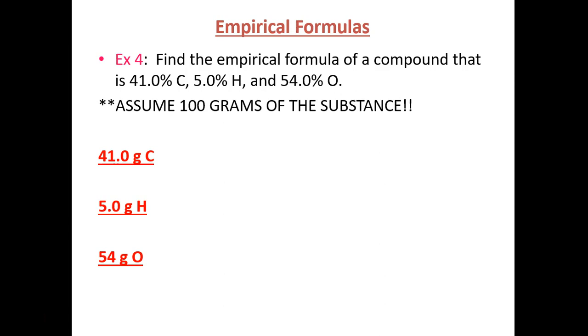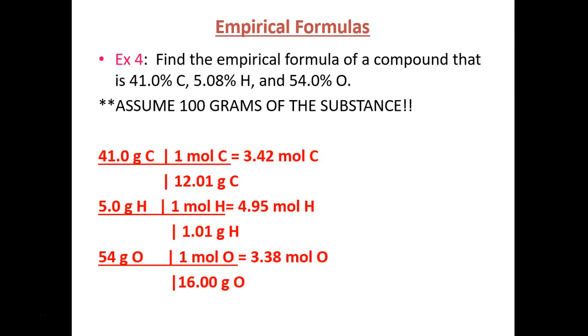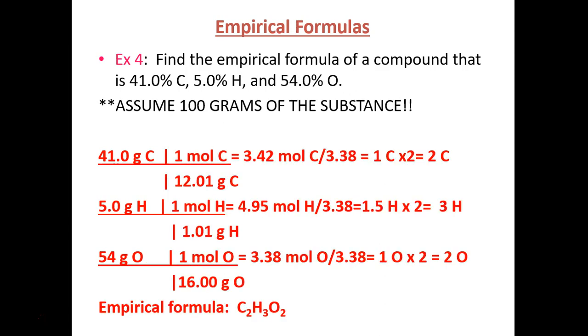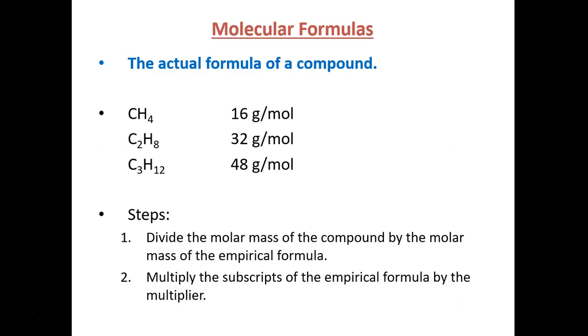Okay, so converting to moles, dividing by the smallest number, and figuring out the ratio. Okay, so first we convert to moles, identify the smallest number, and divide by that. Smallest number is 3.38, so we get approximately 1 carbon, 1.5 hydrogen, and 1 oxygen. But we can't have a subscript of 1.5, so then we have to multiply all of those by 2. So then we get 2 carbons, 3 hydrogens, and 2 oxygens. So our empirical formula is C2H3O2.